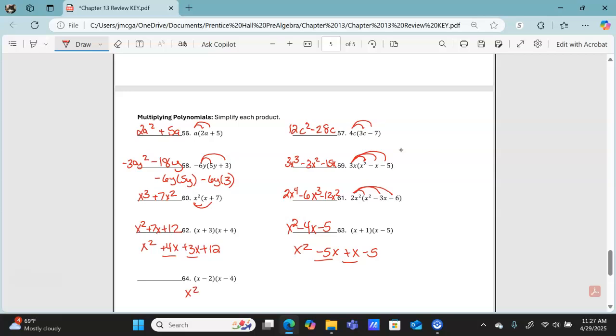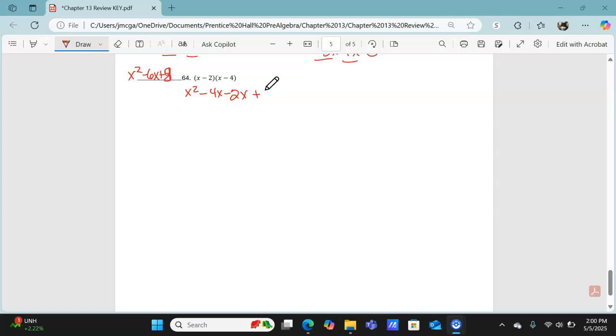X squared first, then outer, negative 4 times x, then inner, negative 2 times x, and then last, negative 2 times negative 4. We get a positive 8 here. It is positive because negative times a negative is positive. And then lastly, you need to combine your negative 2x and your negative 4x to get you your negative 6x here in the middle. So you end up with x squared minus 6x plus 8.